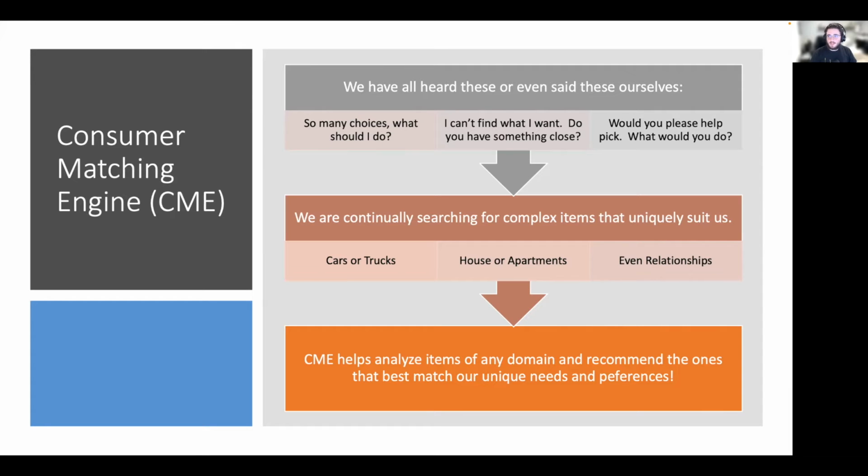We always want a second opinion or someone to help us go through a decision-making process, especially with a big ticket item such as a car or a house. We are continually searching for complex items that uniquely suit us, such as cars or trucks, houses or apartments, and even relationships such as friendships or even dating, right? The CME helps us analyze items of any domain and recommends the ones that best match our unique needs and preferences.